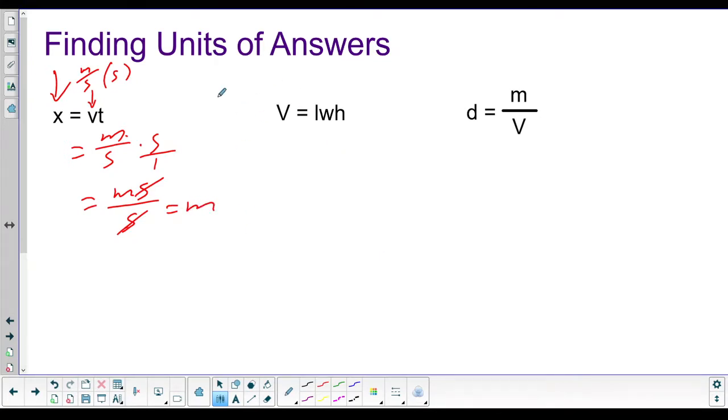Okay. This is the equation for volume. So we want to know, what are the units of volume? What do I measure volumes of things in? So if you want to find the volume of something, I believe this is for like a box, right?